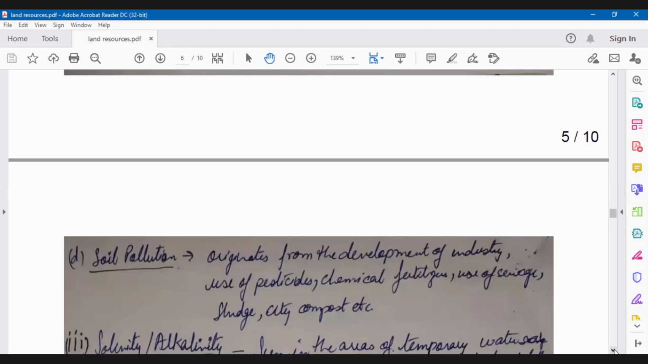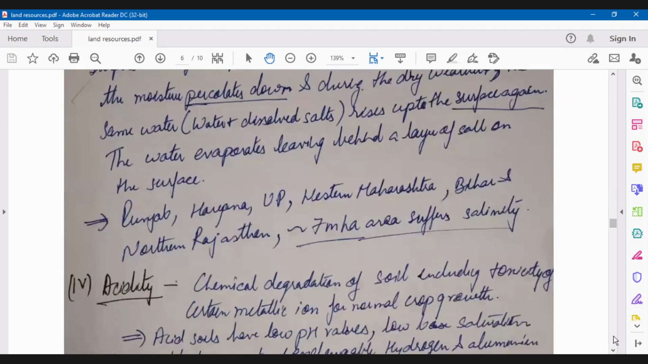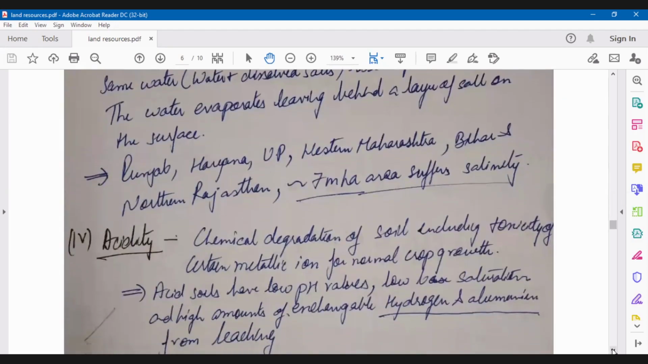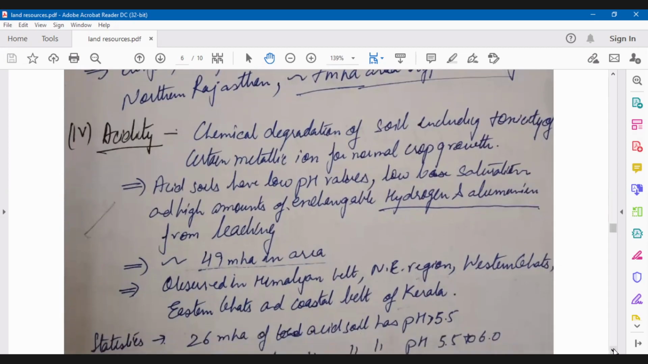Then we have soil pollution, salinity, alkalinity, and there is one another factor which is acidity. So acid soils have low pH values, low base saturation, and high amounts of exchangeable hydrogen and aluminium for leaching. ठीक है. So ये कहाँ पे किन states में ये problem occur करती है? We're going to deal with that.